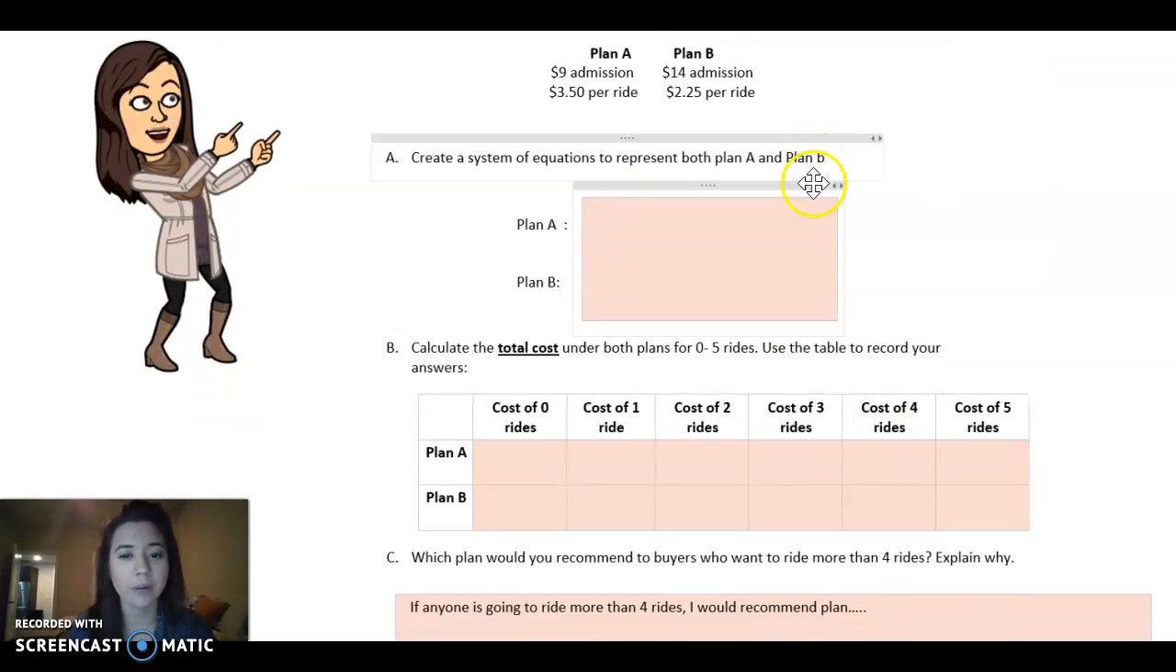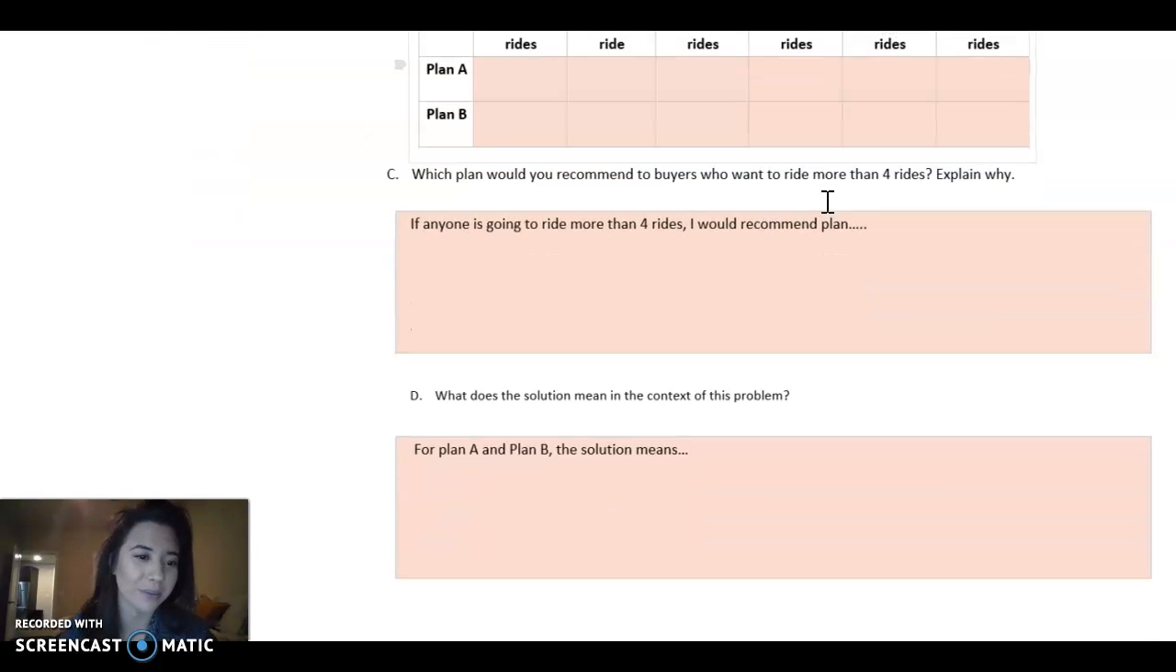All right, there's a you try problem down here. You have the answer key for it. So once you complete it, see how you did.